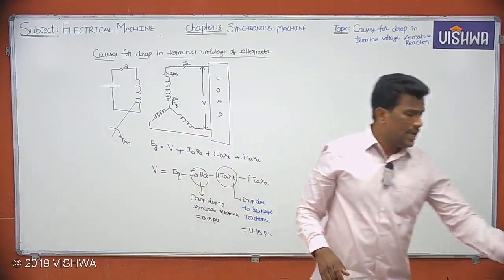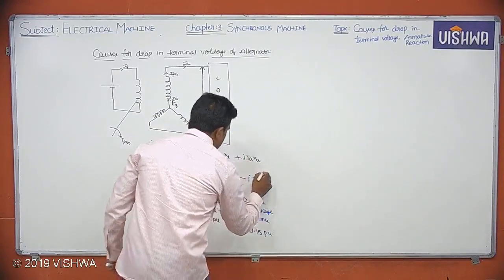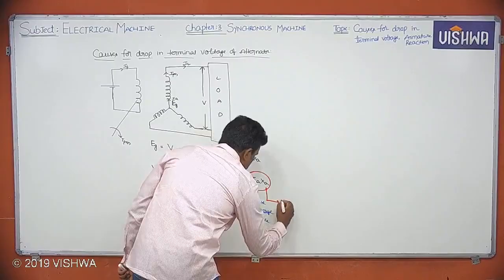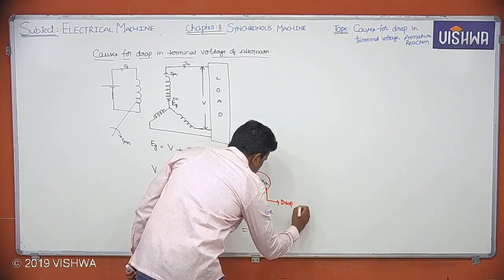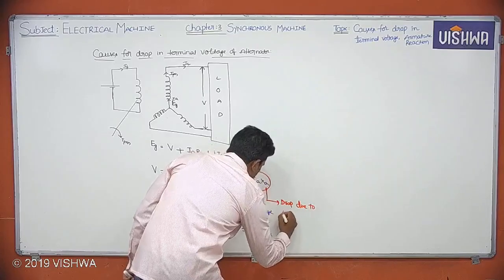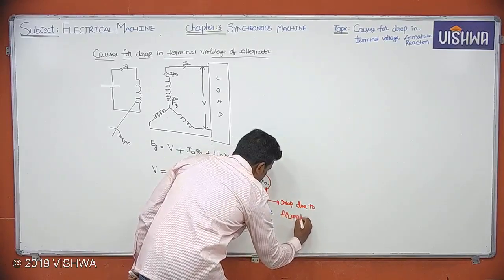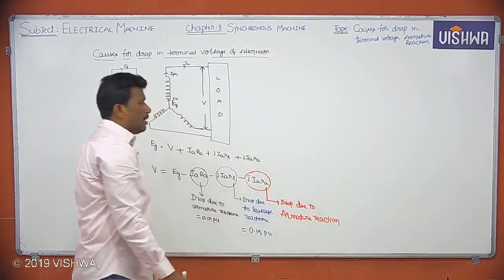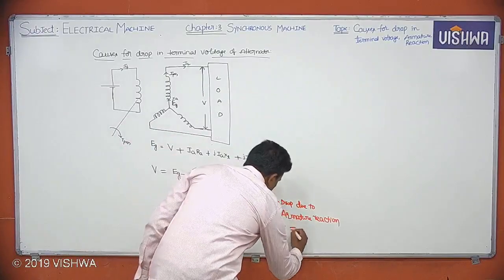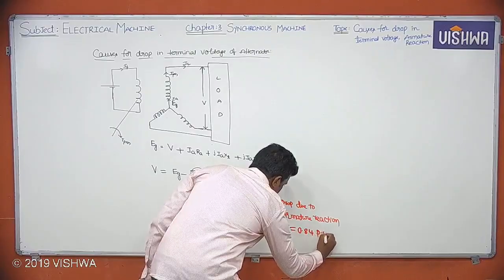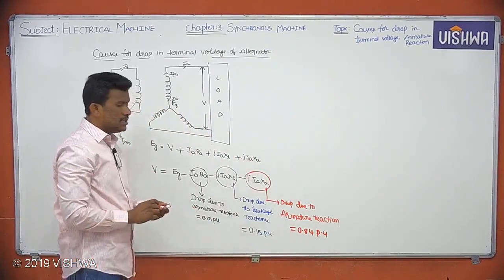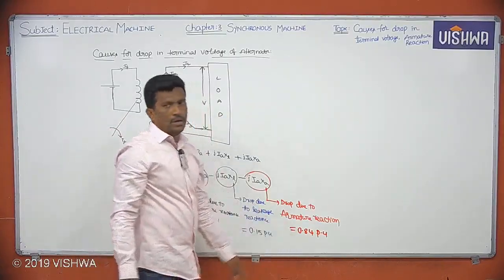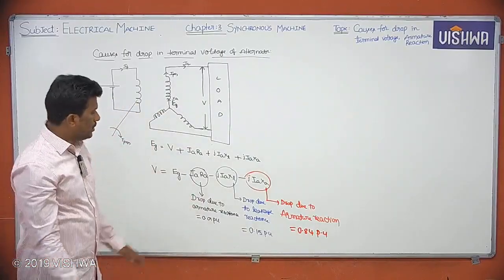And what about IaXA? IaXA is nothing but the drop due to armature reaction. Drop due to armature reaction will be around 0.84 per unit. Okay, is it clear? Now if you add, guys, 0.01, 0.15, 0.84, it will be 1 per unit. So obviously you can understand clearly by seeing this.